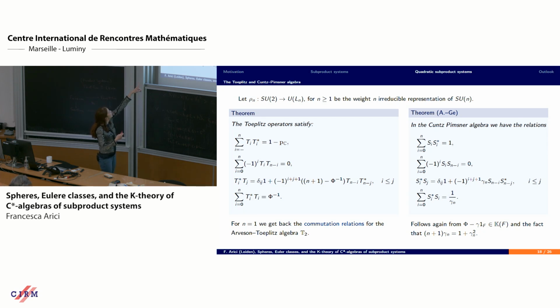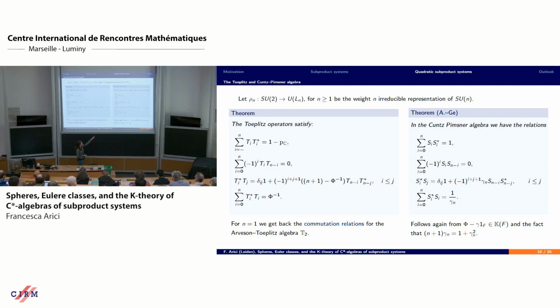And the third one and the fourth one look a bit weird, but if you have this ratio of dimensions, and if you apply it to n equal to 1, you get back exactly this Arveson Toeplitz algebra. There you had the number operator because the dimensions are always n plus 1, n plus 2. But here the dimensions behave differently, so you need to take care of that. And then this phi operator has very nice properties, plus gamma is a solution of that quadratic equation. So then you can write down the commutation relations in the quotient very easily.